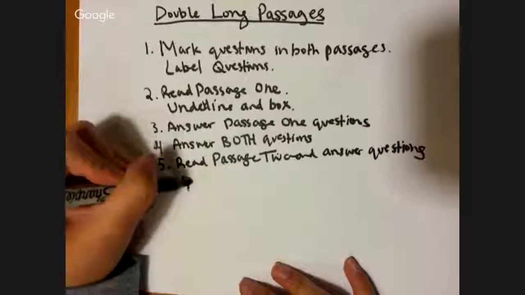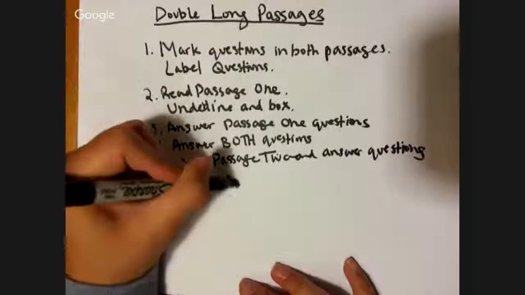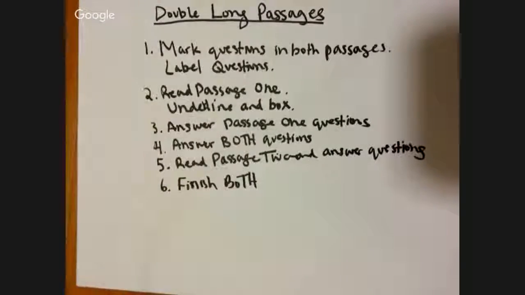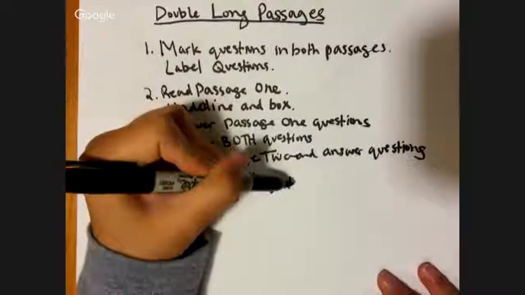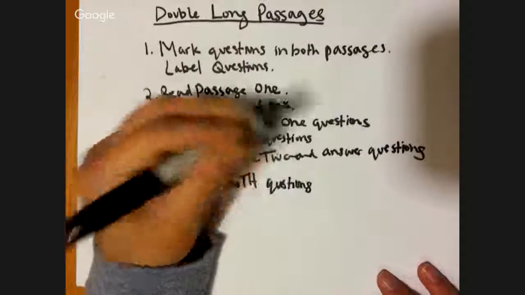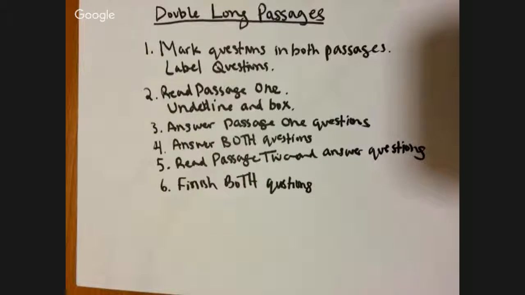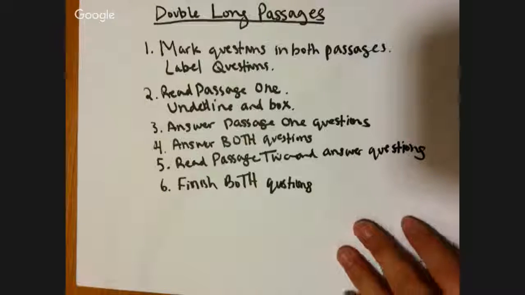Now, finish both questions. Now you have information from both passages. You have more than enough information to finish all the questions. You want to do it that way so you can make sure that you don't make any mistakes by accidentally forgetting what was in a passage, etc., etc.